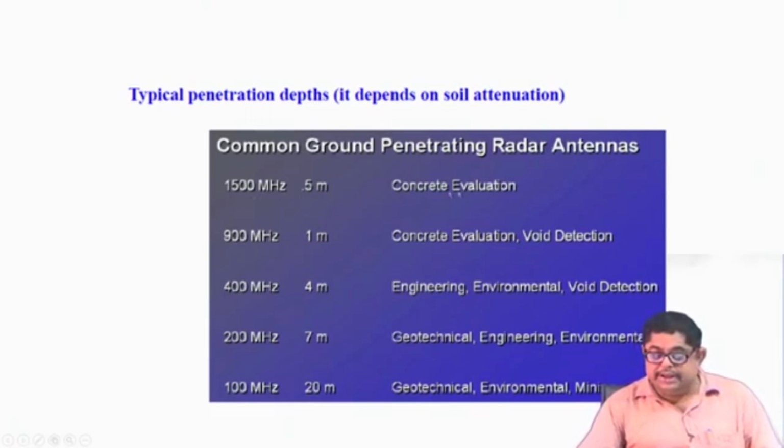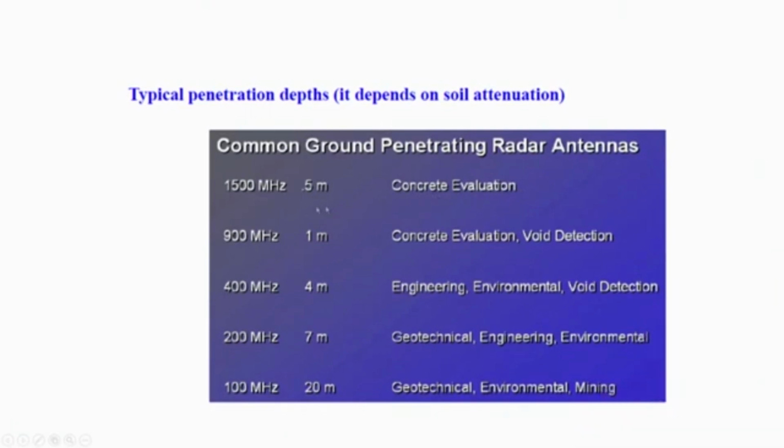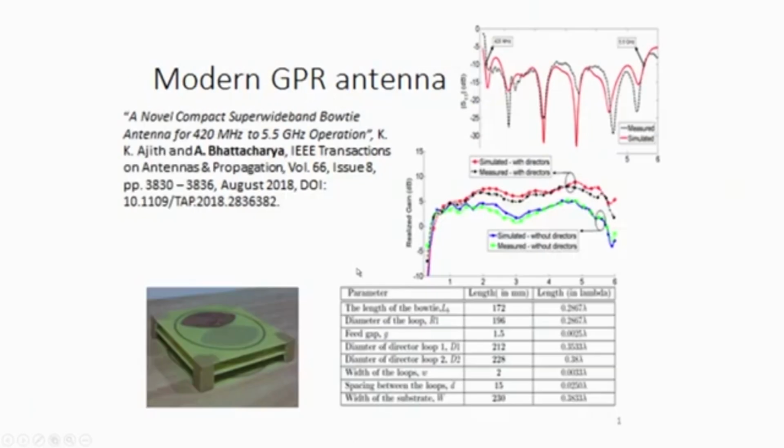So here, if you want concrete evaluation by GPR, then you choose 1.5 gigahertz, for void detection etc. inside concrete, this is the frequency. Then for environmental work, mining, you choose lower frequency, and this is the penetration, that this much the wave can penetrate and still give you sufficient returns.